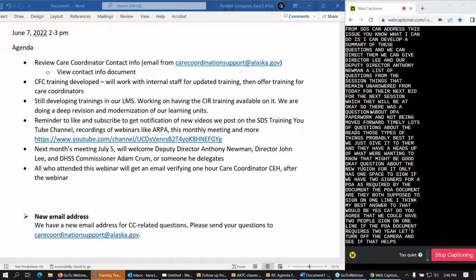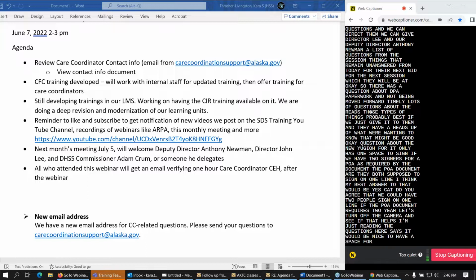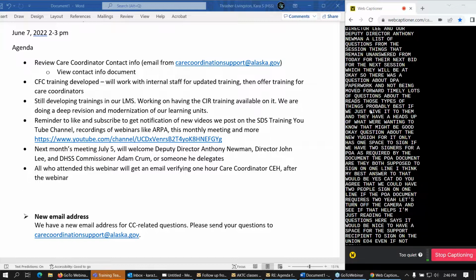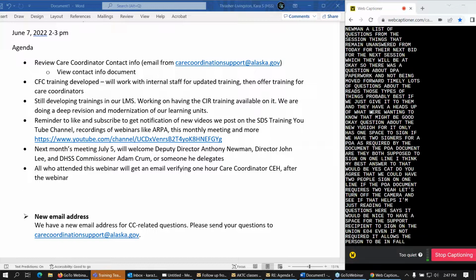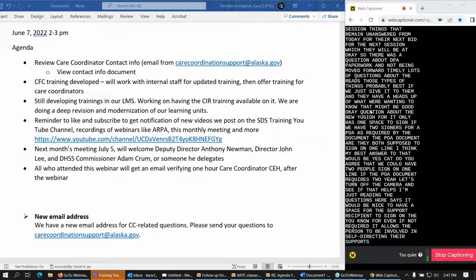All right, I'm just reading the questions here. It says it would be nice to have a space for the support recipient to sign on the UNIO form, even if not required. It allows the person to be involved in self-directing their supports. Good suggestion.